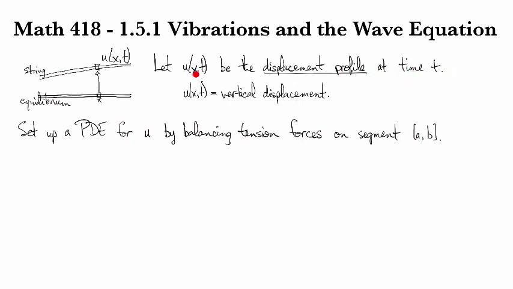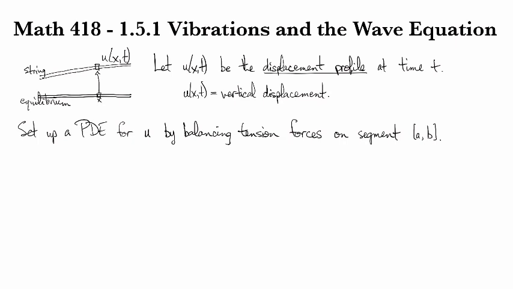So in other words, the graph of this function is going to exactly be the geometry of the string when it's displaced. And so u is going to be the vertical amount. So this distance right here is u. So what we're going to do is set up a PDE for u by balancing tension forces on this segment. And so we'll do that by using Newton's second law and the principle of mass balance.